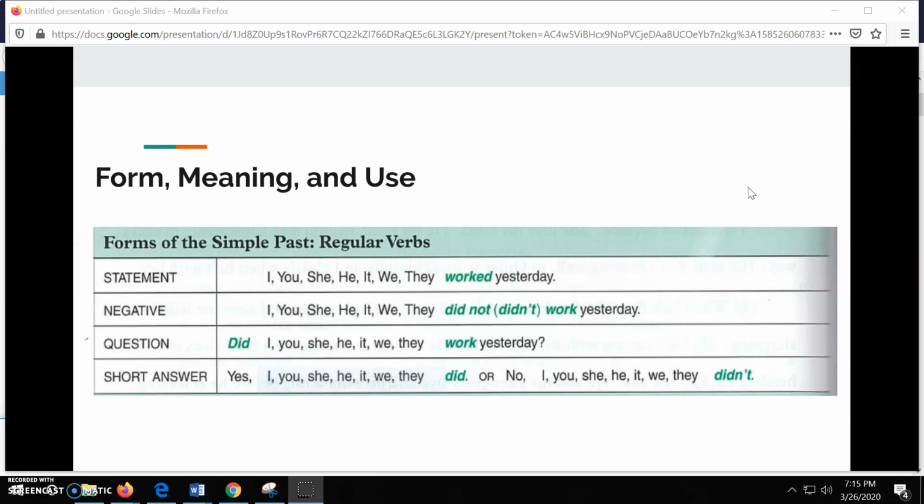Did I, did you, did she, did he, did we, did they work yesterday? And the short answers would be yes, I did, yes, you did, yes, she did, yes, we did, yes, they did, or the negative short answer would be no, I didn't, no, you didn't, no, she didn't, no, they didn't.